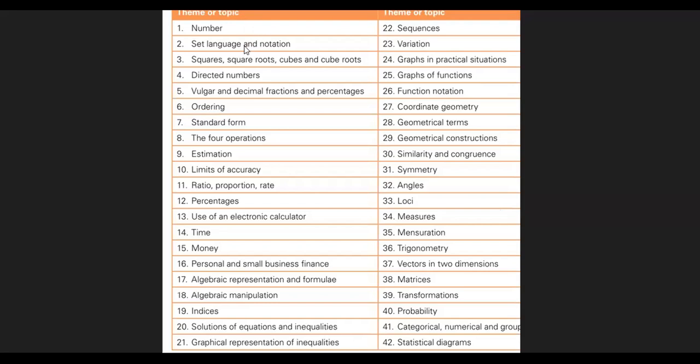We are done with set language and notation. We are done with squares, square roots, cubes, and cube roots. We are done with the fourth chapter, that is directed numbers. And today we are going to talk about the fifth chapter, that is vulgar and decimal fractions and percentages.